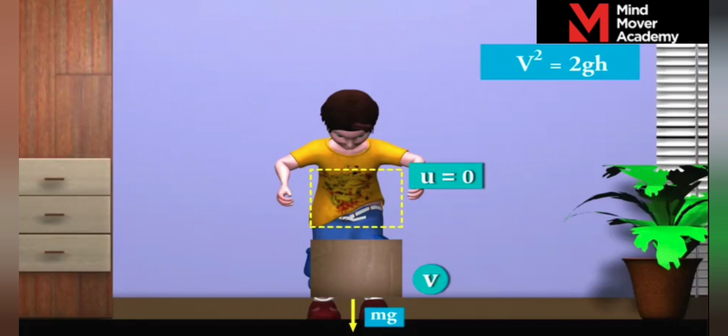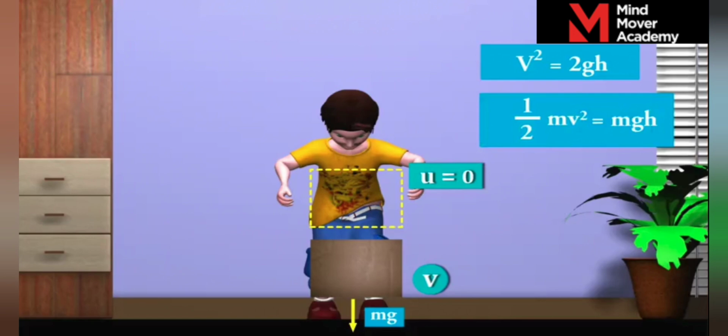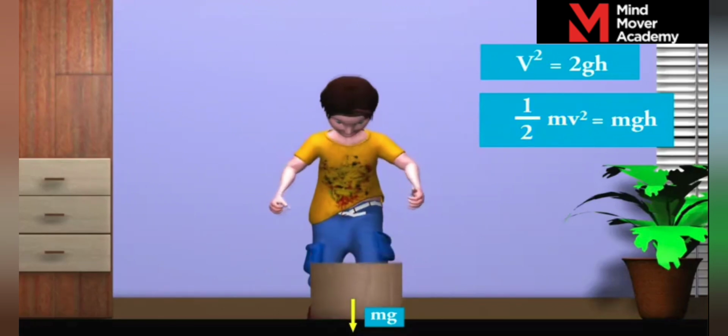This equation can be written by multiplying mass m on both sides: 1 upon 2 mv square is equal to mgh, which shows that the gravitational potential energy of the object at height h, when the object is released, manifests itself as kinetic energy of the object on reaching the ground.